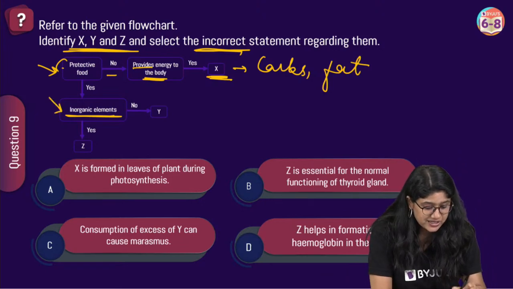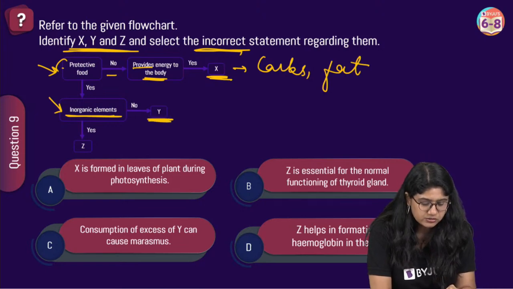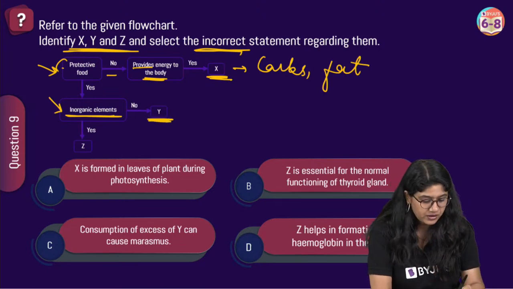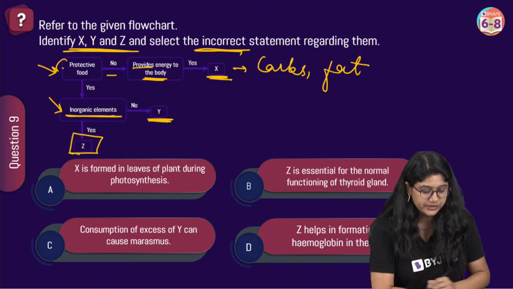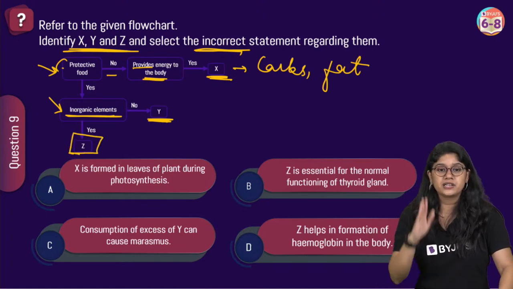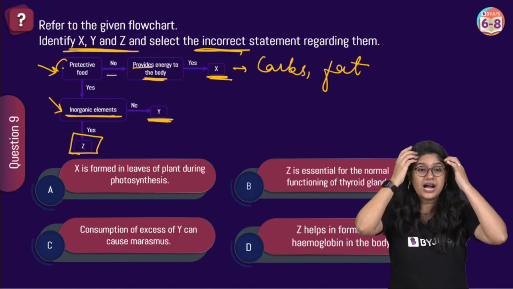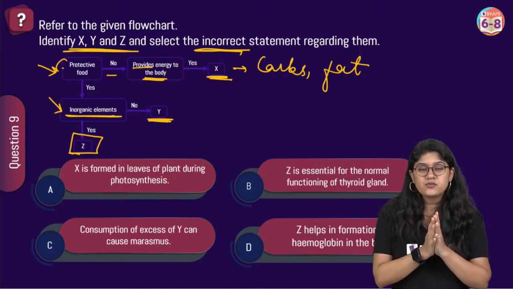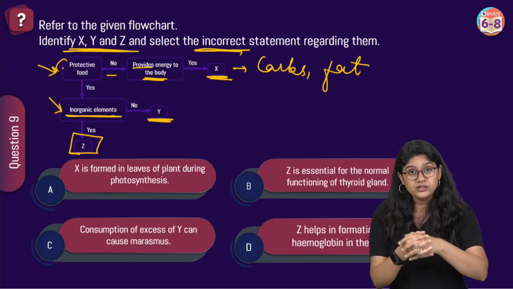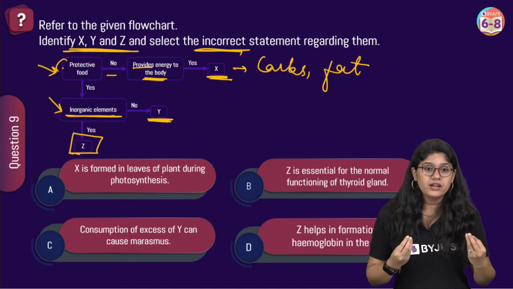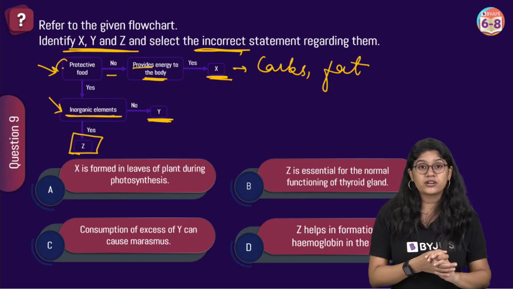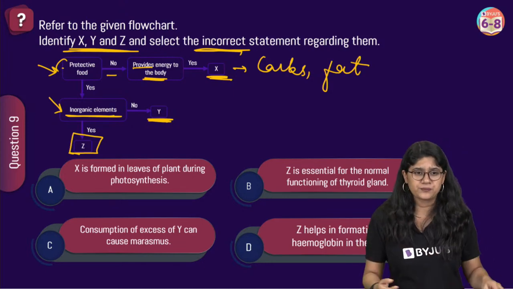So, inorganic substance? No. Y is not an inorganic element. Z is an inorganic element. Now, we have to read these statements A, B, C and D and then find out. Organic elements will have carbon and hydrogen, and then we have the inorganic element, like iron and others.